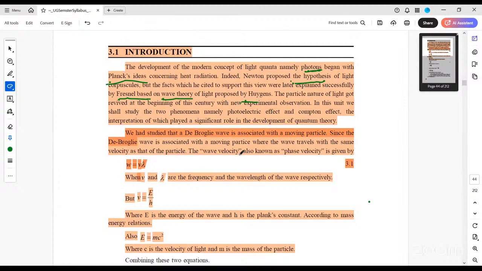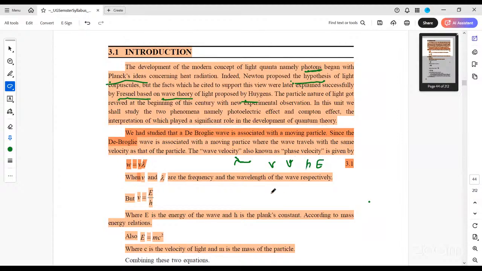Here we are using the de Broglie wavelength. Before discussing de Broglie wavelength, we will discuss a few terms. The first term is lambda. What is lambda? Lambda is the wavelength of the light or wavelength of the moving particle. And nu is the frequency, v is the velocity, h is the Planck's constant, E is the energy.